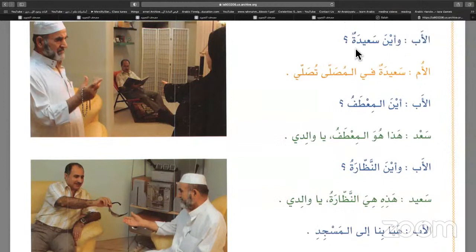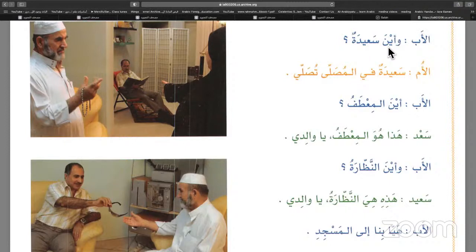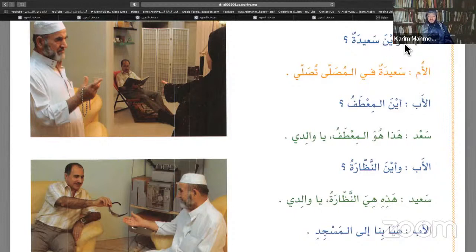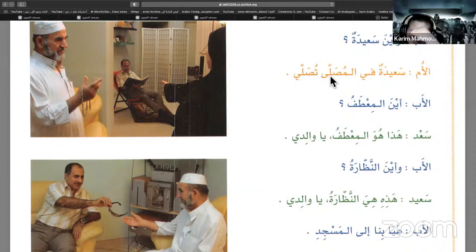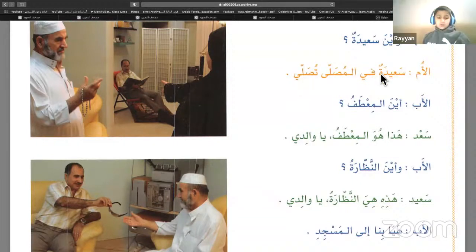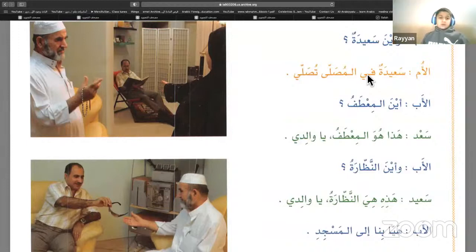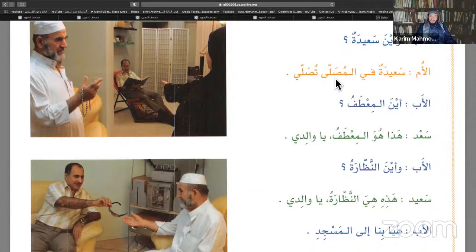وأين سعيدة? And where is Sa'idah? أين means where. And Saida is, of course, a name. سعيدة في المصلى تصلي. Fi means in. Al-Musalla means the prayer area, the area where people pray.